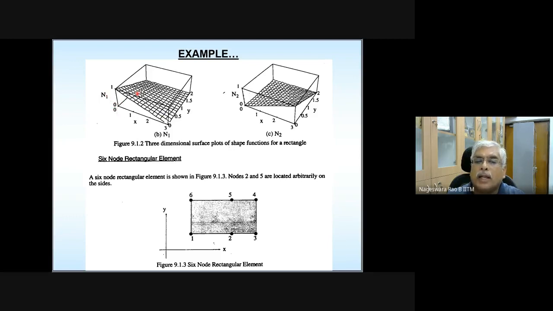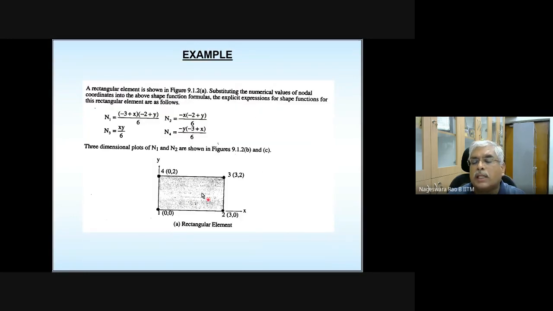So this is the y-axis, this is the x-axis, and before that, please make a note of the element coordinates. Node 1 corresponds to 0, 0. Node 2 coordinates are 3, 0. Node 3 is 3, 2. Node 4 is 0, 2. So please make a note of these coordinates.